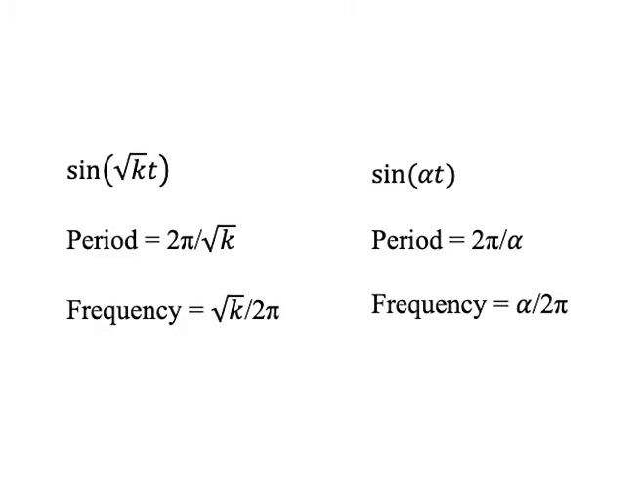Now, what would happen if k started to equal something like the root of a, or if alpha squared were equal to k? I wonder what would happen there. So let's go to Desmos and find out.